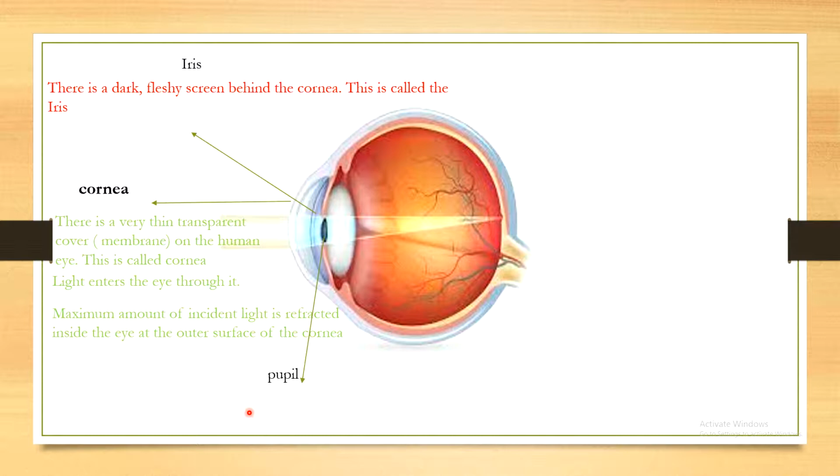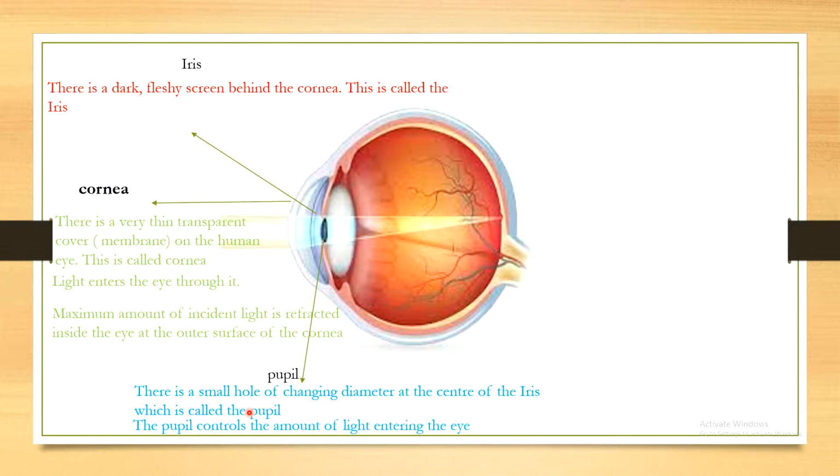So what is the function of the pupil? The pupil controls the amount of light entering the eye. That means if the light falling on the eye is too bright, that means in daytime, the pupil contracts. While if the light is dim, it widens. So here you can observe the function of the pupil.